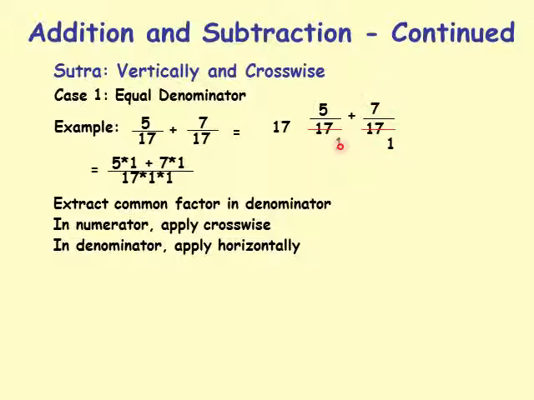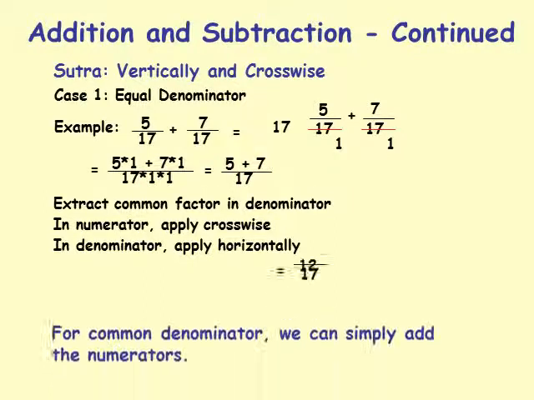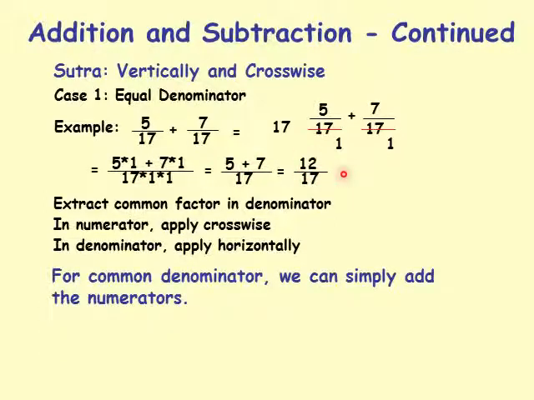It's 5 times 1 plus 7 times 1 in the numerator. The denominator is 17 times 1 times 1. Let's simplify that. So that is 5 plus 7 in the numerator and 17 in the denominator. That is 12 by 17. So we can apply vertical and crosswise straight.